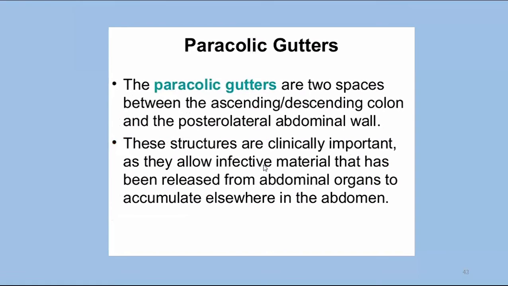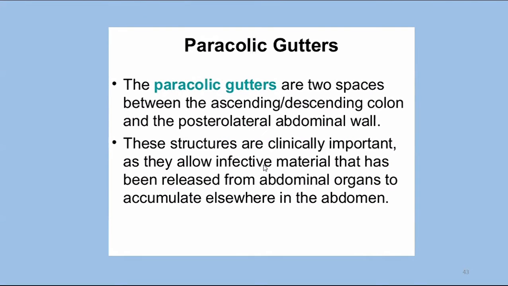Now, I mentioned the paracolic gutters. The paracolic gutters are actually two spaces between the ascending and descending colon on each side and the posterolateral abdominal wall. These structures are clinically important as they allow infective material or fluid that has been released from the abdominal organs to accumulate elsewhere in the abdomen. So it actually functions as a canal for fluid or infective debris on each side.